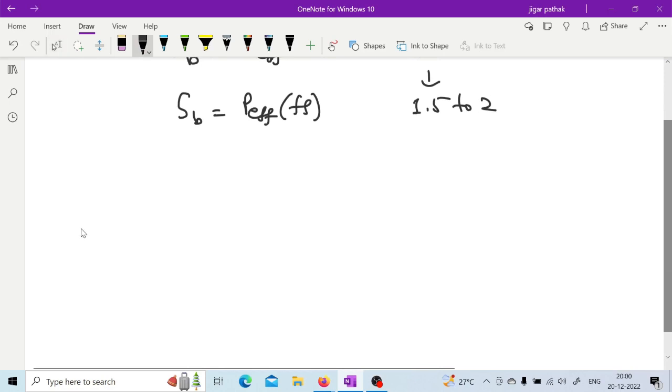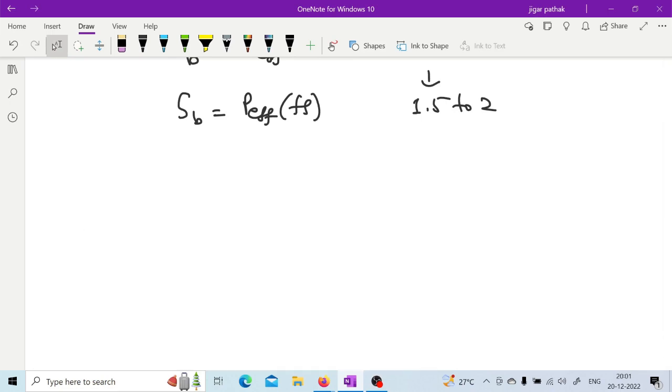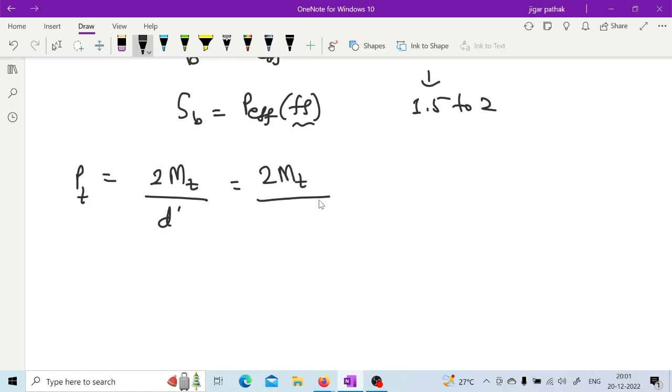What is that notation? This is FS, factor of safety. Okay. Now as we already know, the tangential load is given by 2MT upon d, where d is nothing but the diameter, or pitch circle diameter. The pitch circle diameter can be given with module and number of teeth, right?